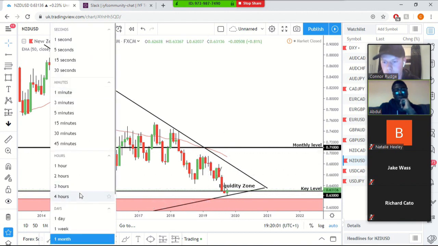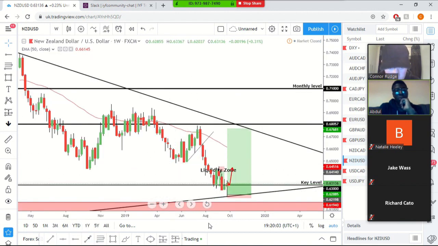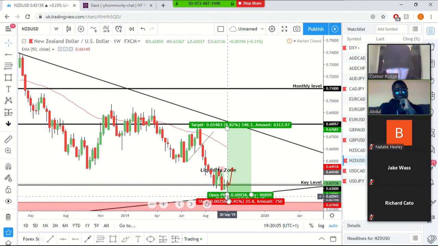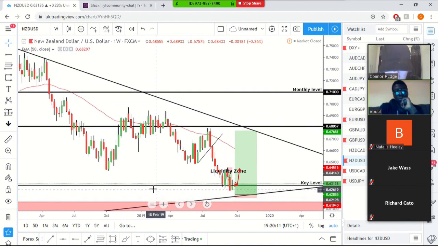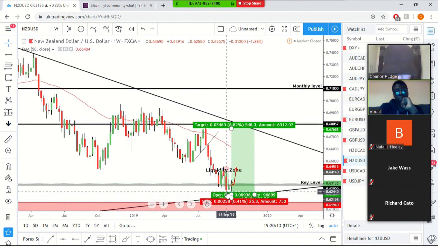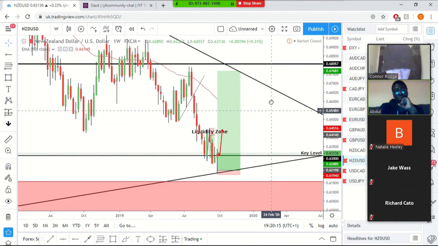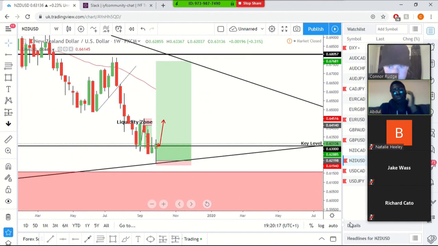So now if we move back onto the weekly, we can see that we actually got into this trade, or people within the RF community got onto this trade through my analysis on Slack. We entered right here, so we got quite a nice entry. You couldn't really get much better, to be honest.